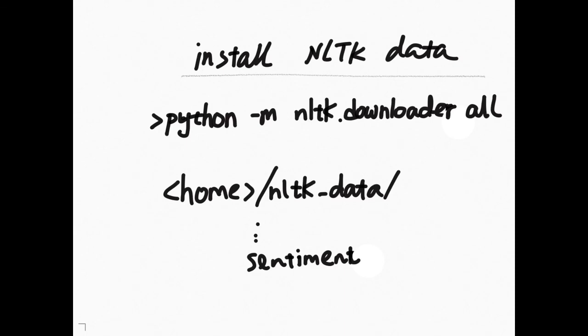To do this installation, we just need to issue one command here. After that, we notice in our home directory there is a new subdirectory, nltk_data, created. And this directory has a bunch of subdirectories created, including sentiment, tokenizers, and etc.